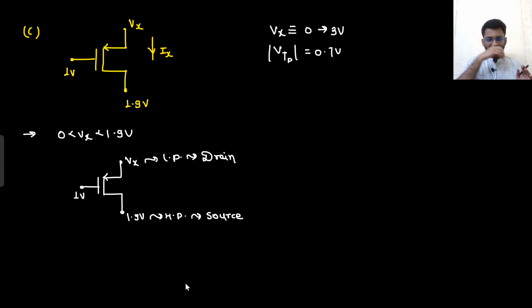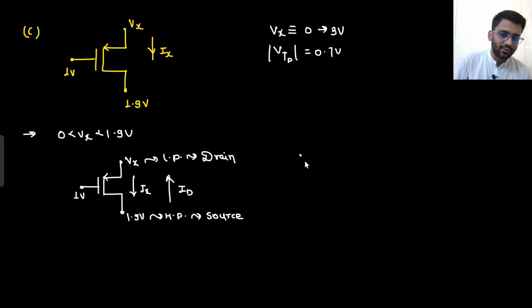Everything is clear. What will be the direction of current? From high potential to low potential. The direction of current will be this. Given Ix is this, but actual ID will be this. I don't need to draw the circuit. I can directly write down the VDS, VGS, all those values.